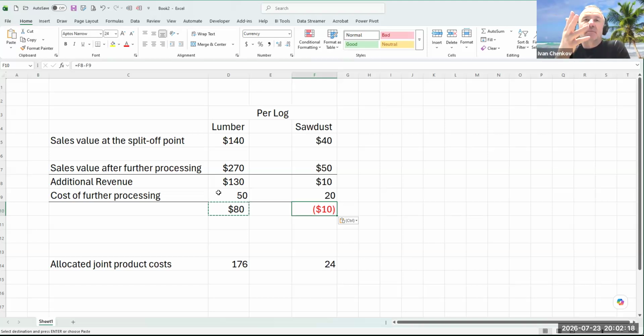First, lumber, process it further. Where the sawdust, sell it as it is. If you sell it as it is, you're gonna generate $40. If you decide to process it further, you're gonna lose $10. On the lumber, if you sell it as it is, you're making only $140. But if you process it further, you're gonna generate additional $80 from what you're generating now. So for that reason, again, process further with the lumber, done with the sawdust.